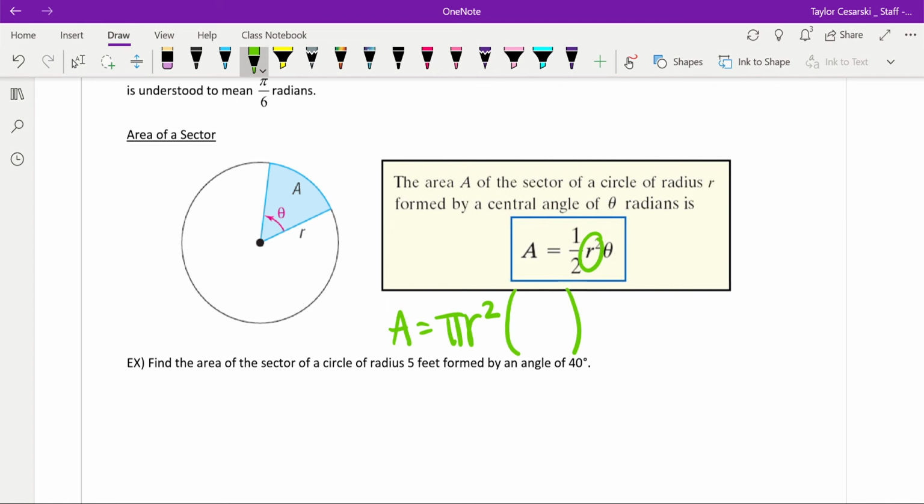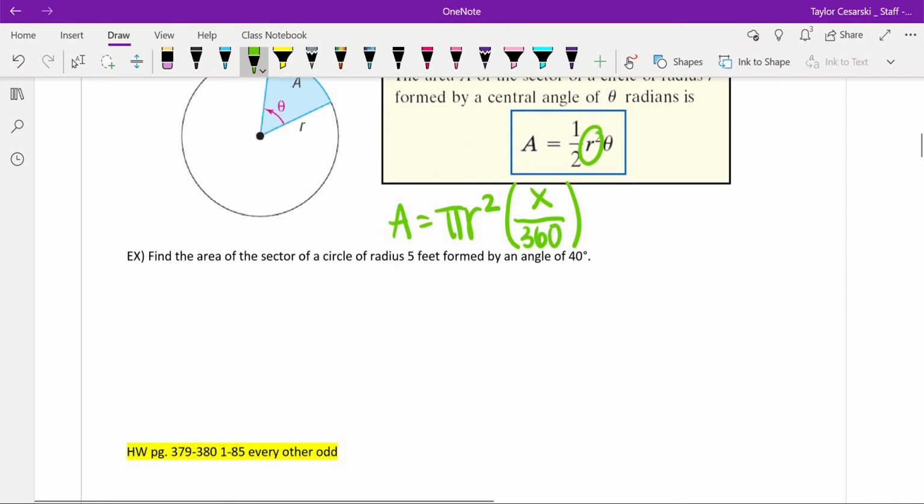So I take my theta, I'm going to call it x since they use theta for radians right here, divided by 360 degrees, because let's say that's 45 degrees. I only want 45 over 360. I only want a fraction of the circle. And that's usually a little bit easier to remember that formula. I want the area of the whole circle and then multiply it by the part I want. So let's do this last example here. Find the area of the sector of a circle of radius 5 feet formed by an angle of 40 degrees. Okay, so we're going to do this without our calculator, and then we'll type it in our calculator just to see what it is.